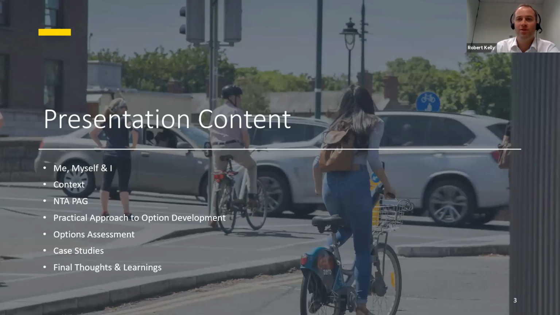So I'll touch briefly on myself and then give the context and frameworks that are in place for the options assessments and process for typical active travel schemes. I'll use some case studies then to highlight the more practical, real life approaches to how we actually achieve our objective in this particular phase of a project, which is ultimately to arrive upon a preferred option. There's a couple of case studies we'll talk about, and then we'll have some final thoughts and learnings to hopefully take away from the discussion.